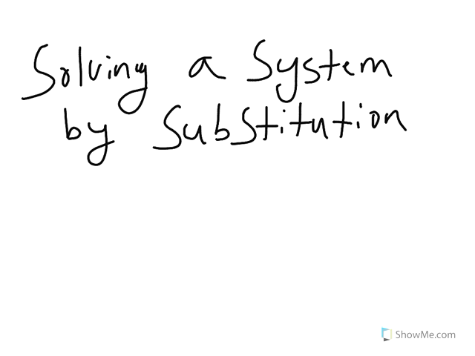Alright, solving a system by substitution. We talk about a system of equations. We talk about two linear lines that intersect. So, for example, if I had two linear lines, they intersect at that one point. So there is one solution option.